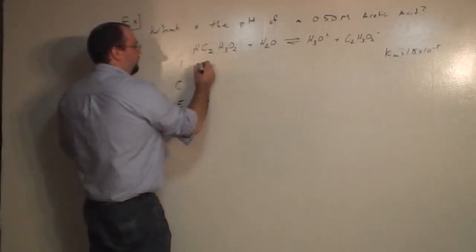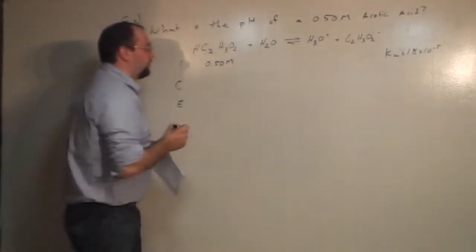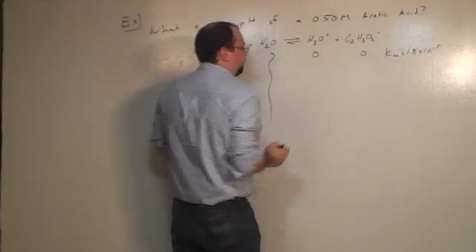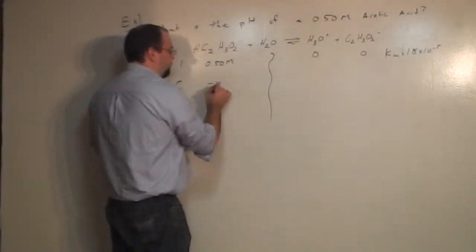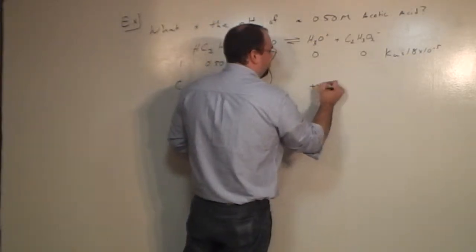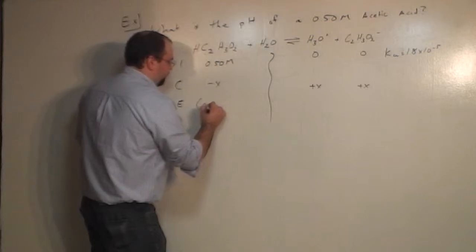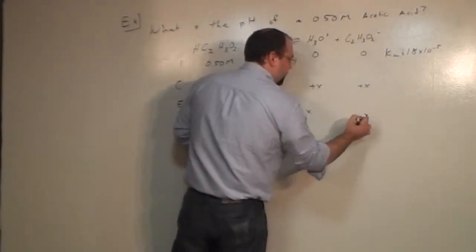Okay. Now I have half a molar, 0.50 molar acetic acid to start with. Water doesn't play a role in our equilibrium. It's 0, 0. Okay. All my coefficients are 1, so I'm going to be losing x here, gaining x here, and gaining another x here. So my equilibrium is 0.50 minus x, and here's going to be x and x.